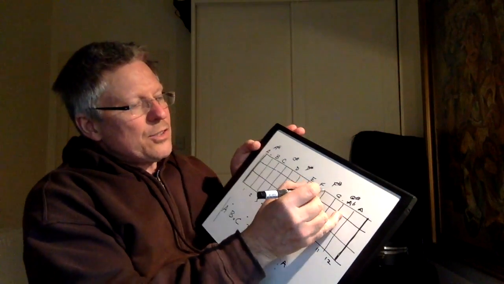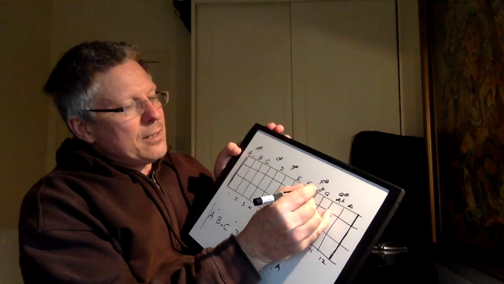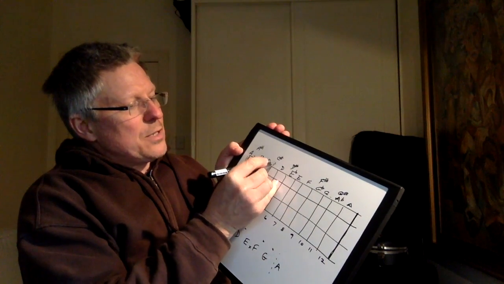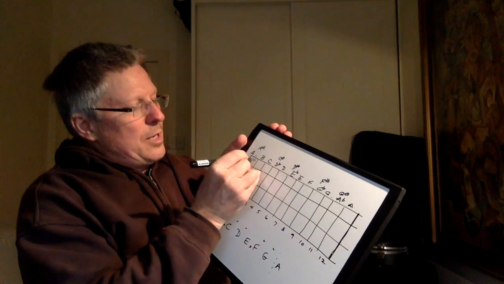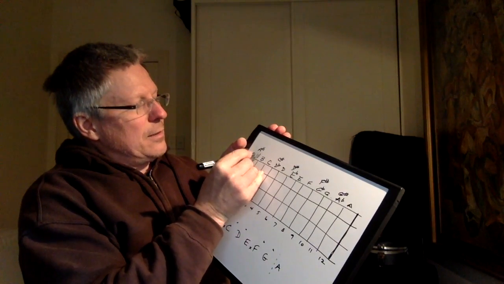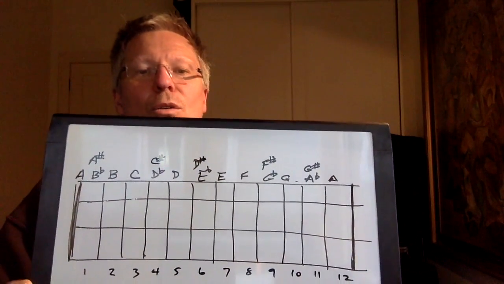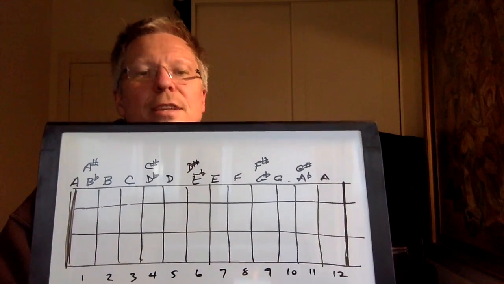So coming back down, G becomes G flat, E becomes E flat, D becomes D flat, and B becomes B flat. And there you can see all the notes on the first 12 frets of the A string.